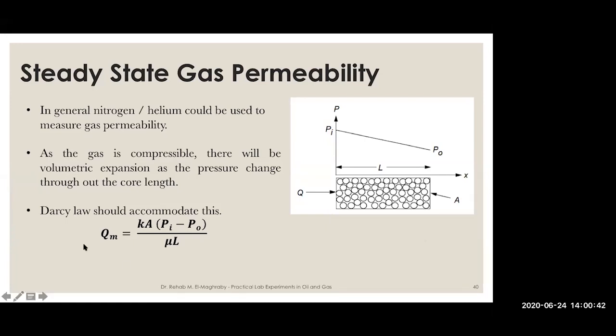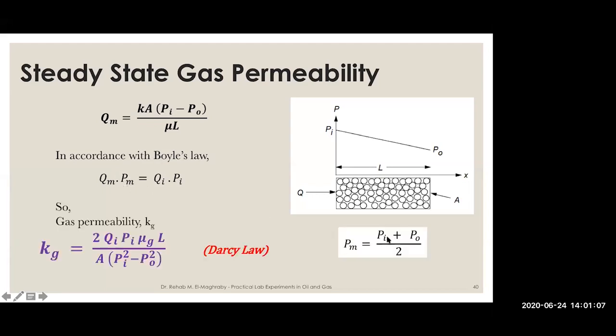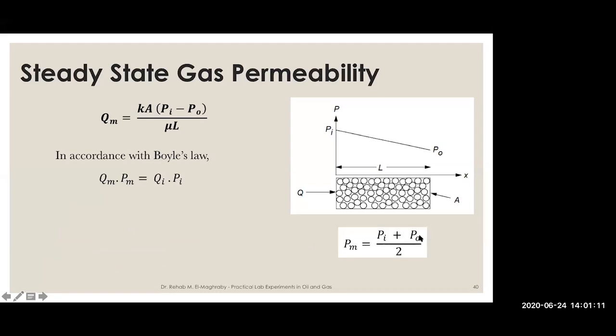And using Darcy's law, instead of the normal flow rate, we have to use the average flow rate or the mean flow rate. The mean flow rate is calculated using Boyle's law. If you know Boyle's law, I told you that we used it before in porosity. So what will happen here? You have the mean flow rate and the mean or average pressure, which is pressure inlet plus pressure exit over 2.